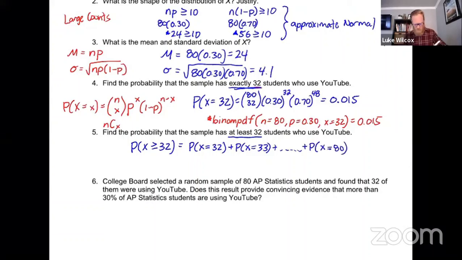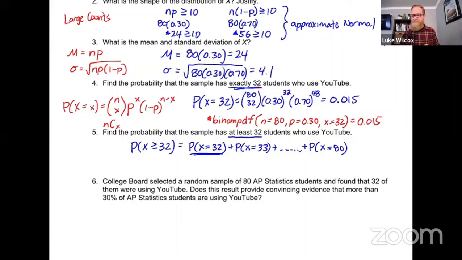Now we could go through and calculate each one of these probabilities. In fact, we've already done this one above, right? We know the probability of exactly 32. But then we would also need 33 and 34 and 35. And you can quickly realize that we are not going to do this by hand. We need some technology help here from the calculator. And in order to use the calculator, we have to turn this into a statement that uses less than or equal to, because that is the command on the calculator.